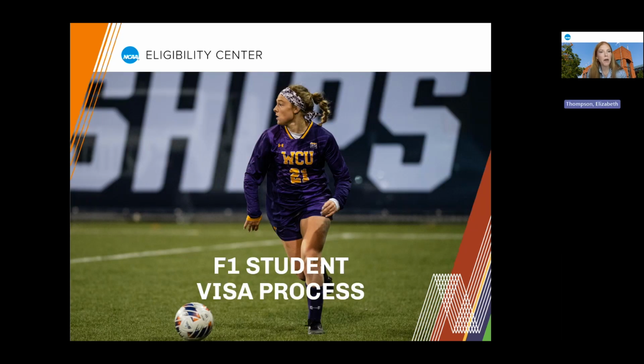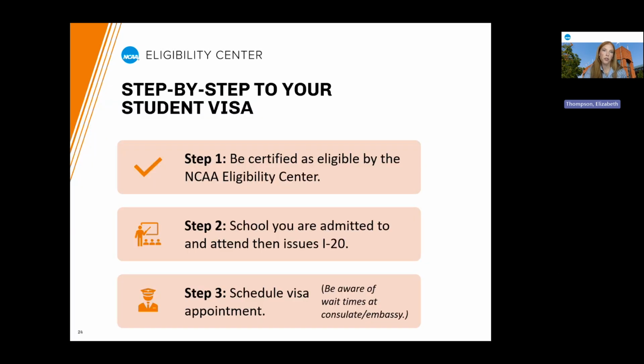Okay, let's talk about the F1 student visa process. So international students would come to study in the United States on what's called an F1 student visa. Here are the step-by-step reminders for you as you prepare to get your student visa to come study and compete for an NCAA school. Step 1 is to be certified as eligible by the NCAA Eligibility Center.